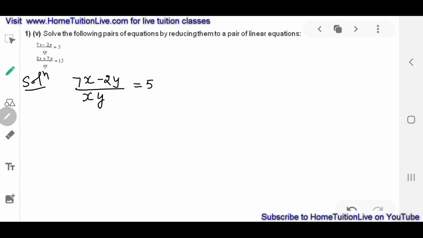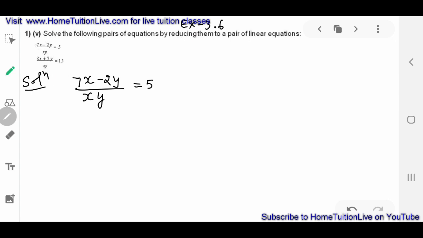Now in front of us we have question 1, fifth part of exercise 3.6. Solve the following pairs of equations by reducing them to a linear pair of linear equations. So first we will change it into a linear pair of linear equations.